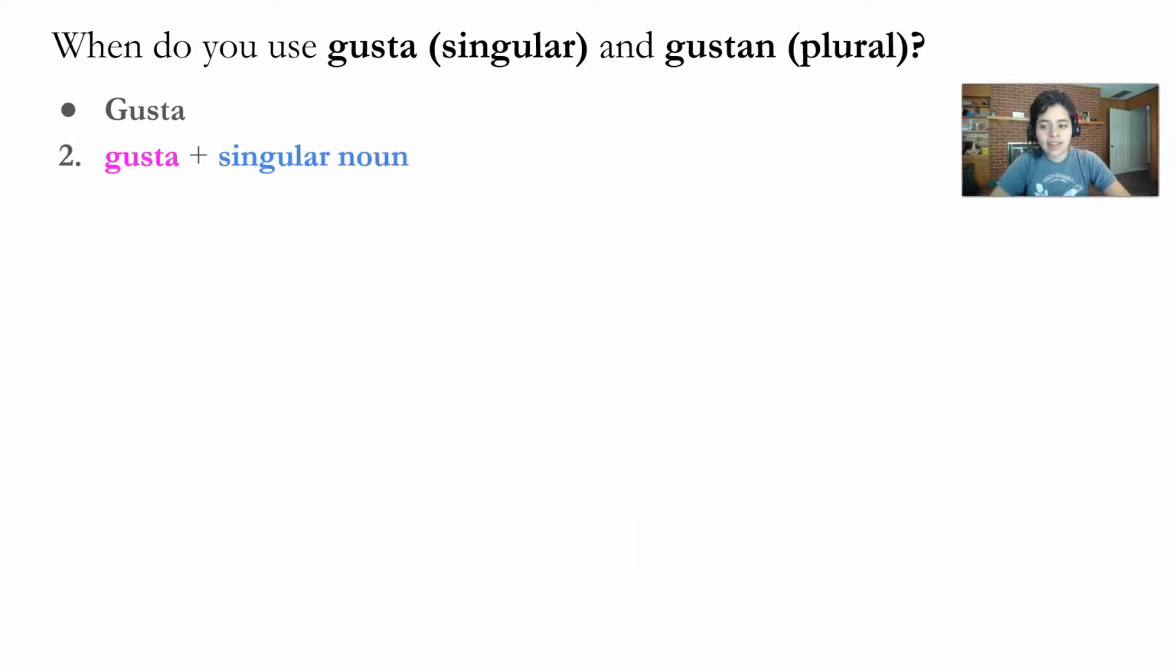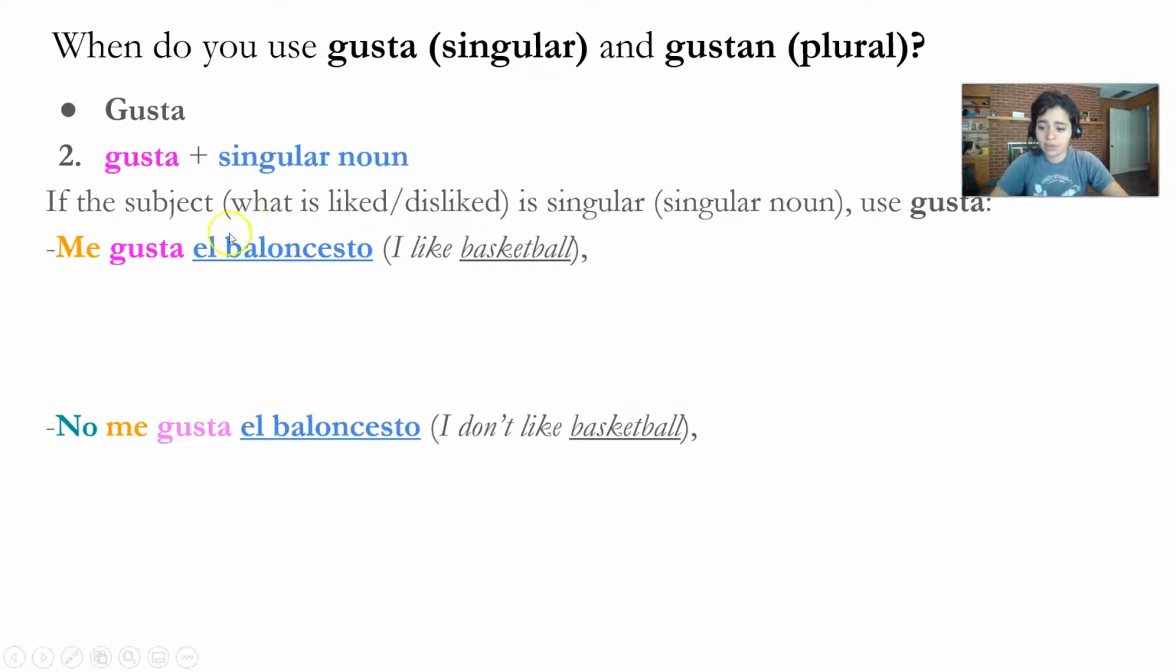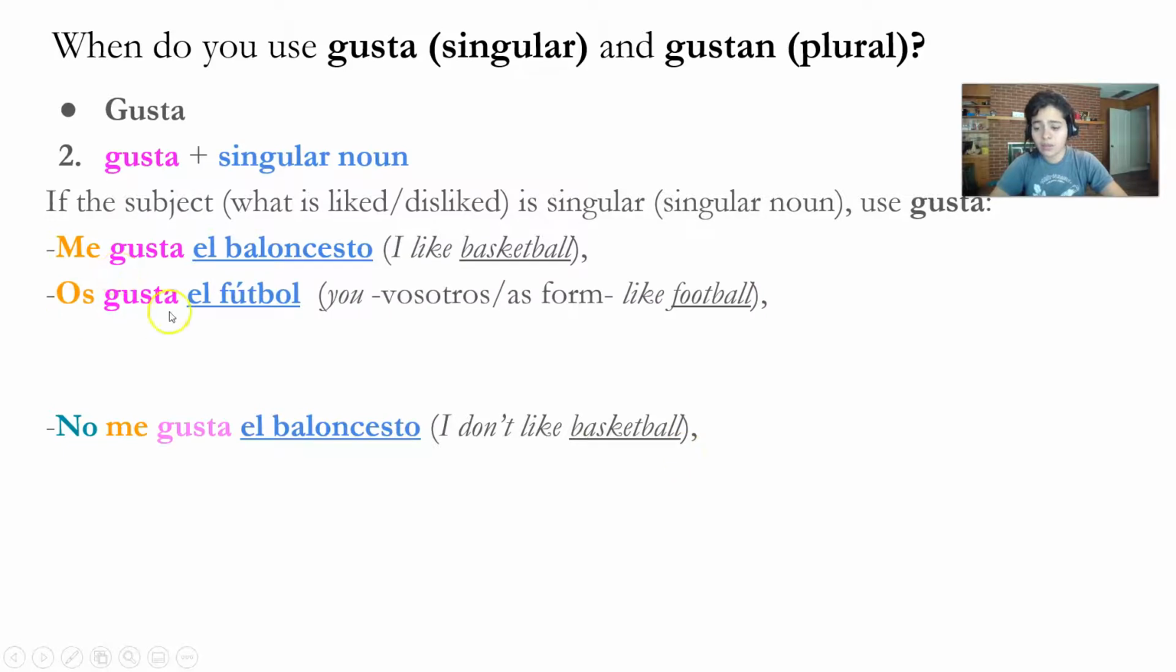The other scenario in which you use gusta in the third person singular is when you have a singular noun as a subject. If the subject, what is liked or disliked, is a singular noun, you have to use gusta because the verb always has to agree with the subject. Me gusta el baloncesto. I like basketball. No me gusta el baloncesto. I don't like basketball. Os gusta el fútbol.